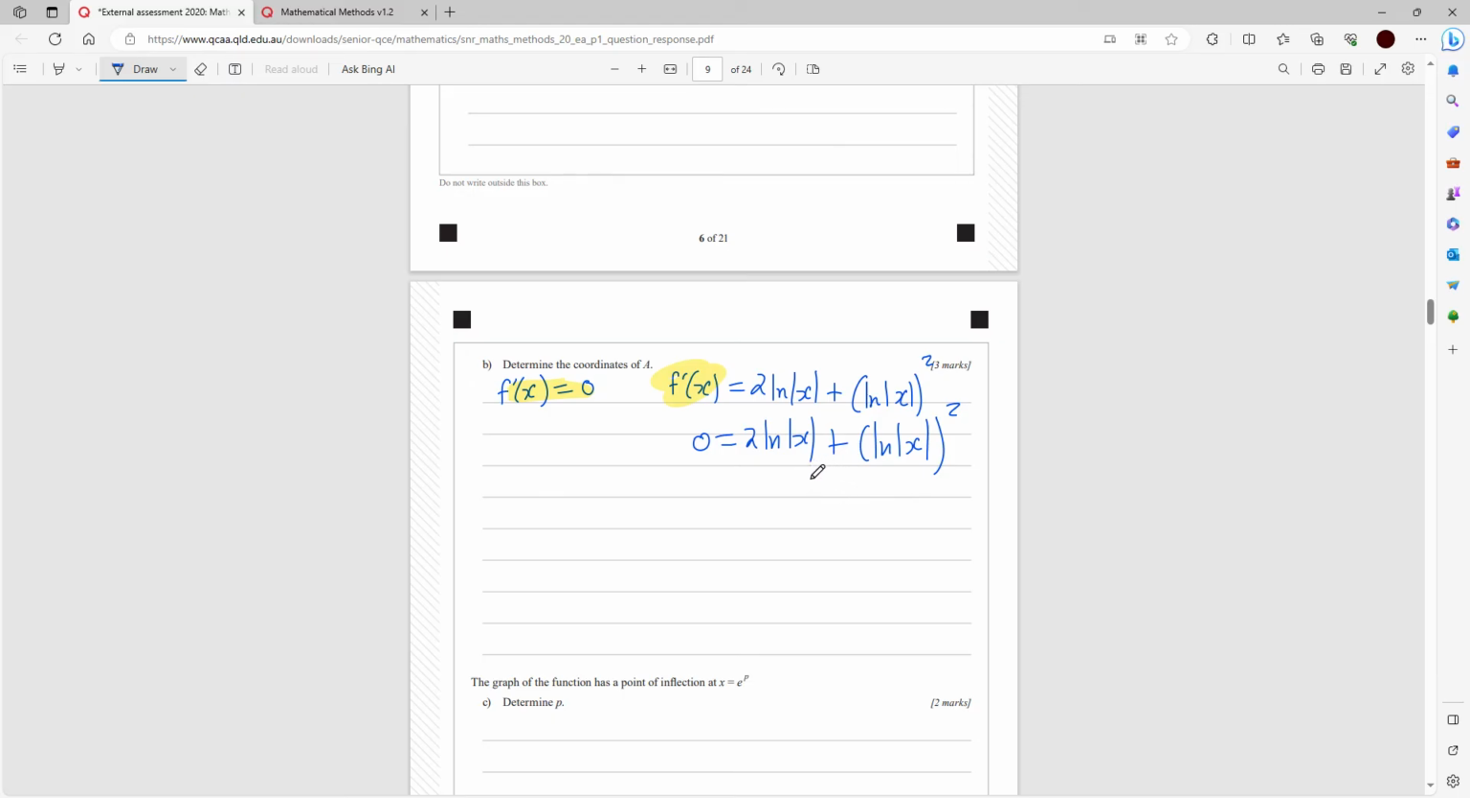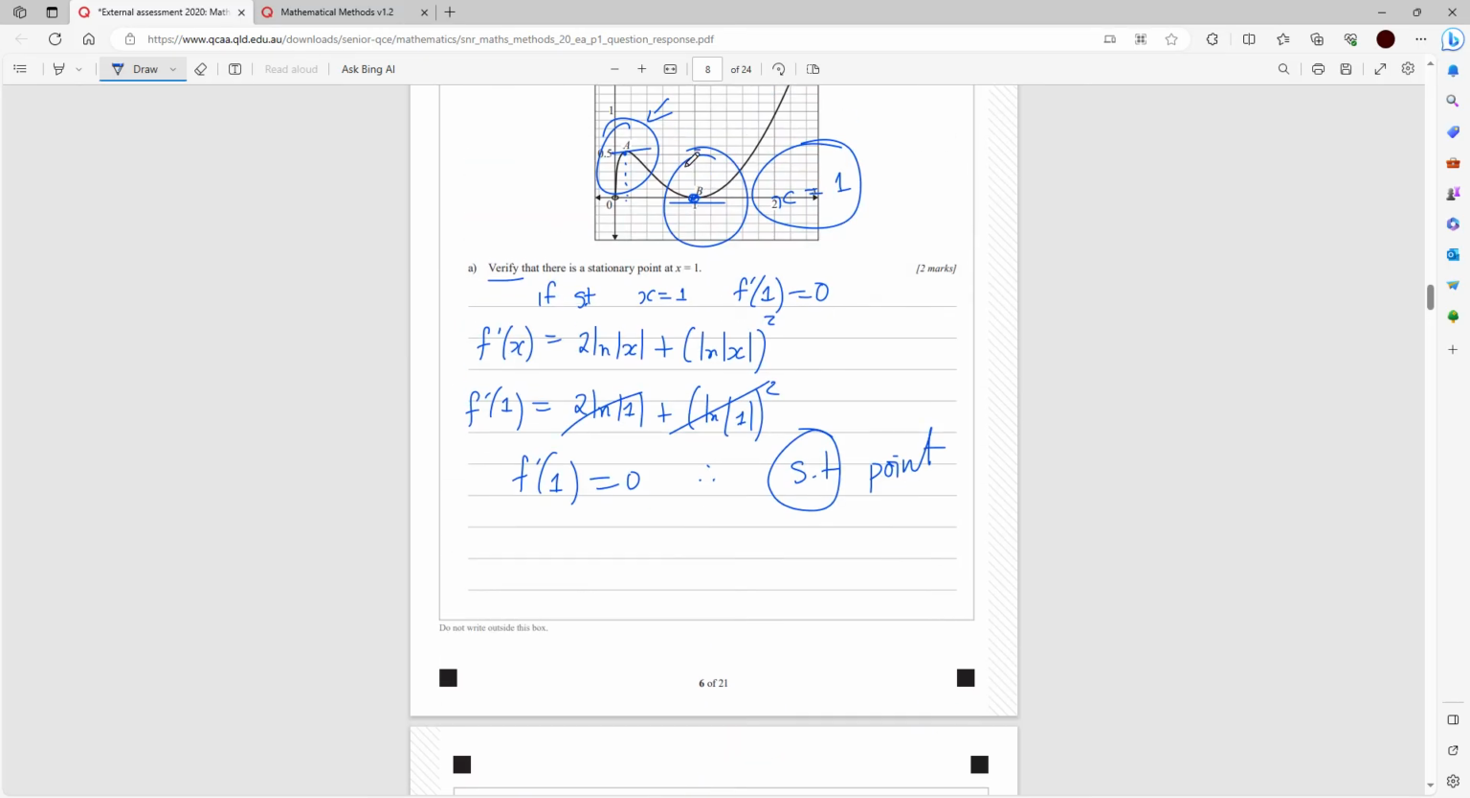So what do we do? Well, the first thing we would do is move this term over to the other side. So you have negative 2 natural log of x is equal to natural log of x all squared. And then I'd divide by natural log of x. The reason why that's good is because that gives me this. Negative 2 is equal to natural log of x, and it also gives me natural log of x is equal to 0. So that means the first solution is when x is equal to e to the 0, which is 1, and that's the point B, which we discovered here.